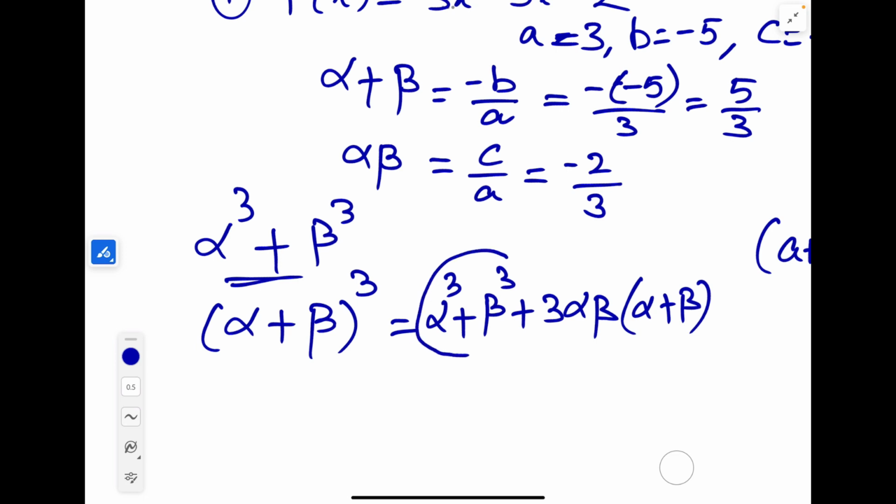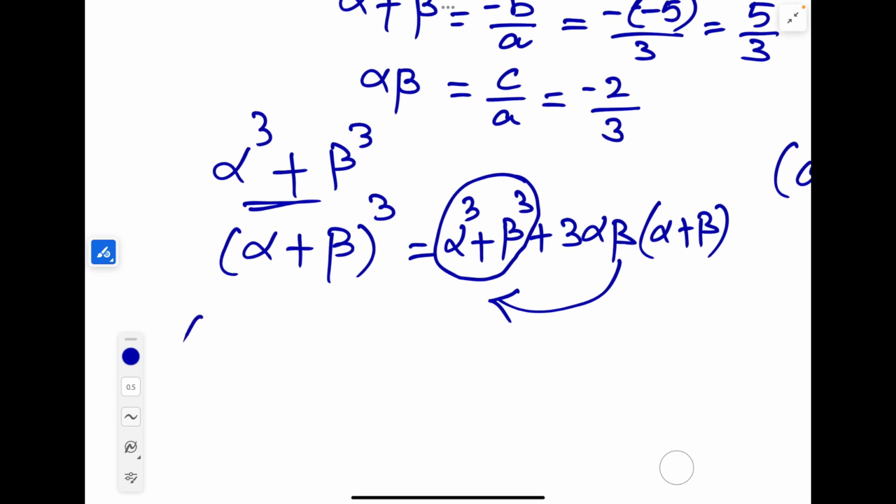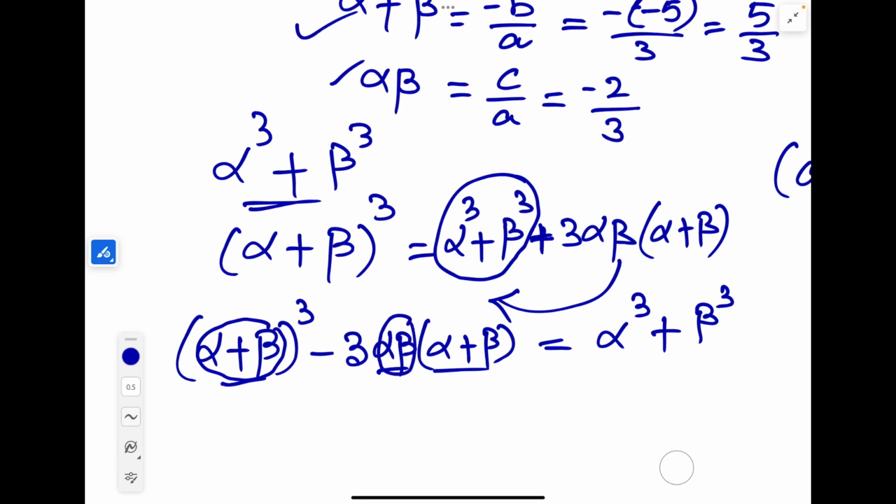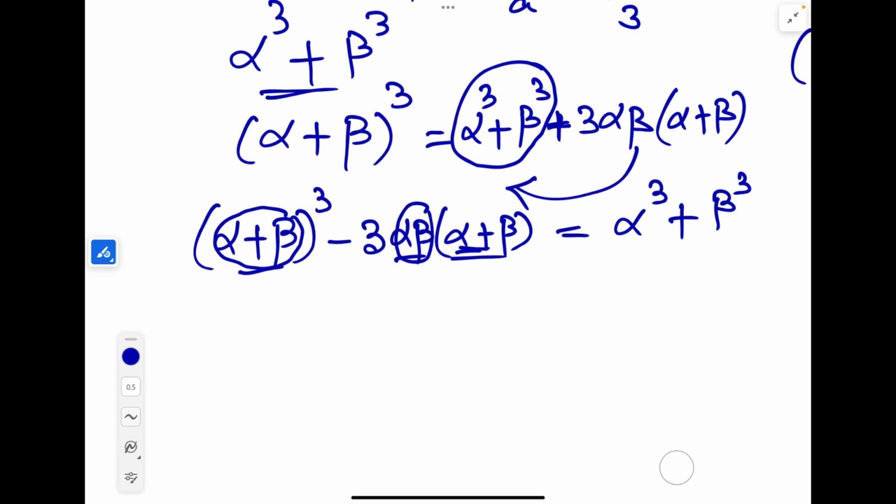Now they are asking us to find alpha cube plus beta cube. So transpose this to the other side. So alpha plus beta whole cube, this positive term will become negative when it is transposed, will become minus 3 alpha beta times alpha plus beta. This is our required alpha cube plus beta cube. So now observe what all we require. We require sum of zeros, which we already wrote here. We require product of zeros, which we have here, again sum of zeros. So happily we can find alpha cube plus beta cube.